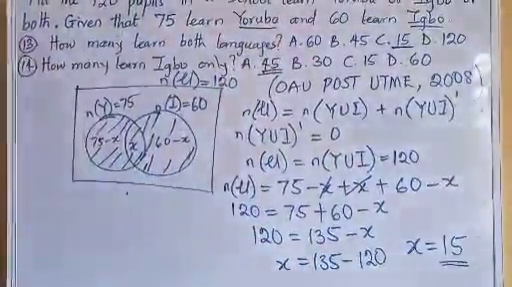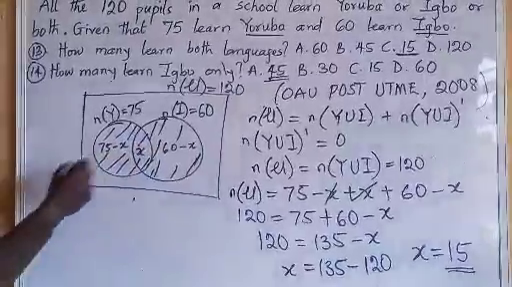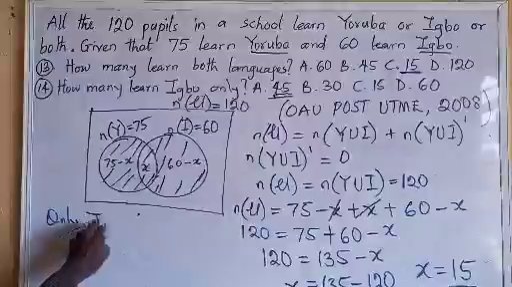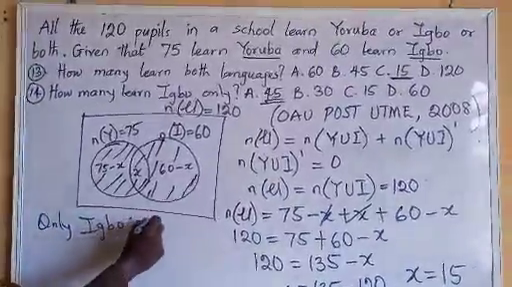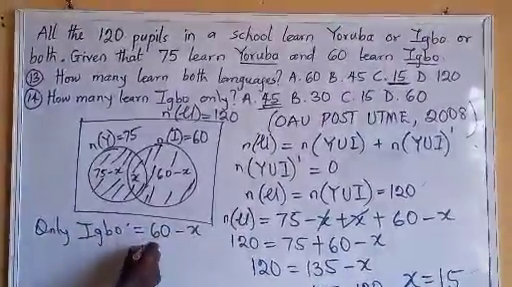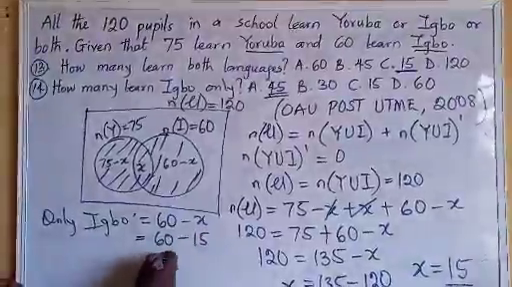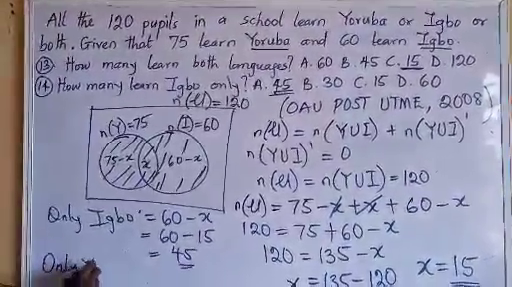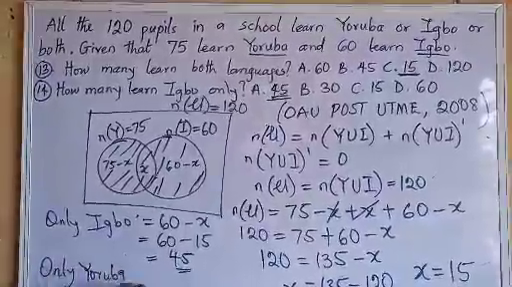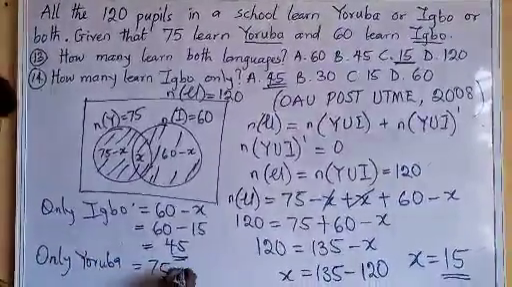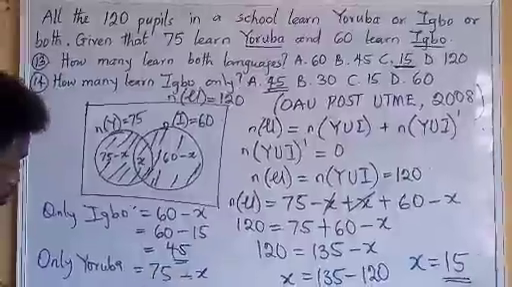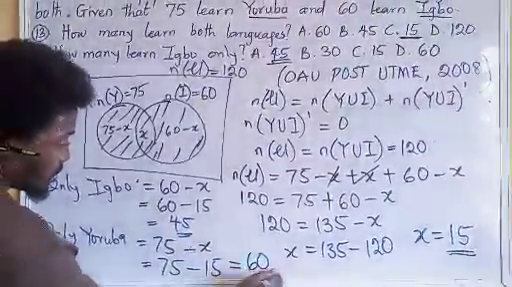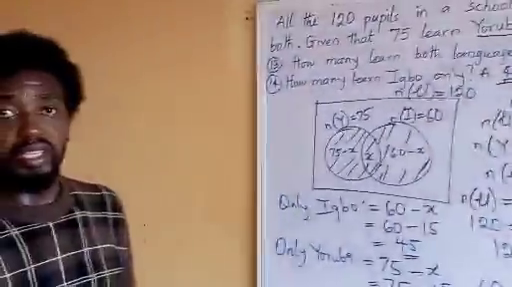And as I told us, for Yoruba only and Igbo only, only Igbo will be 60 minus x, which is 60 minus 15, which is equal to 45. And the cardinality of only Yoruba will be 75 minus x, which is 75 minus 15, and that is equal to 60. So this is what I have for us today. Thank you.